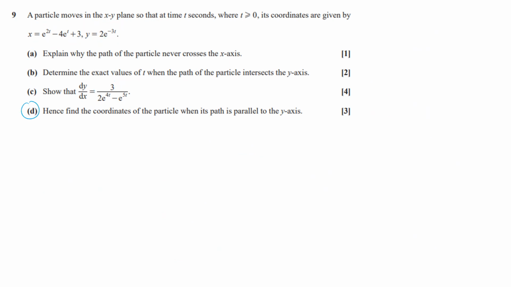For part D, hence find the coordinates of the particle when its path is parallel to the y-axis. It says hence, so that means we've got to use something we've just found above. And if we use this, if we think about the gradient when we're parallel to the y-axis, so here's the y-axis. When we're parallel, we have to have a gradient of infinity. It needs to be completely vertical. And that is going to happen when the denominator equals 0. So we have to let 2e to the 4t minus e to the 5t equal 0.